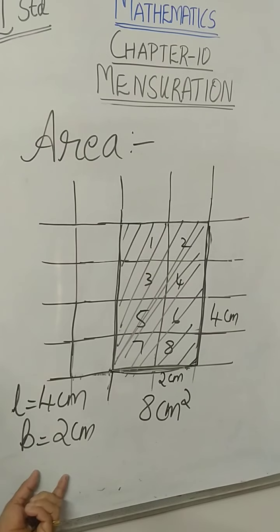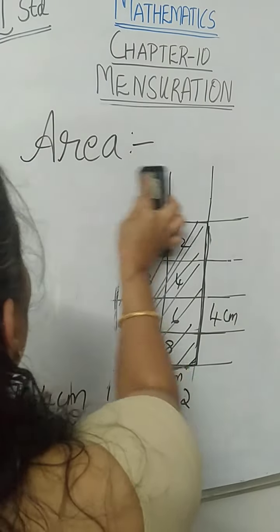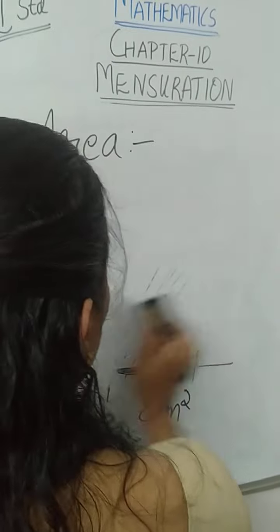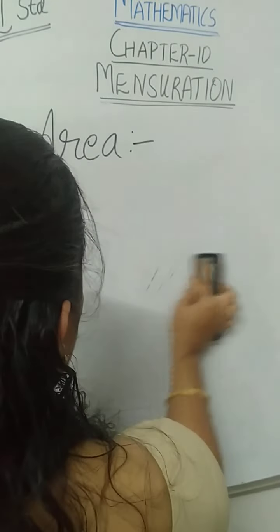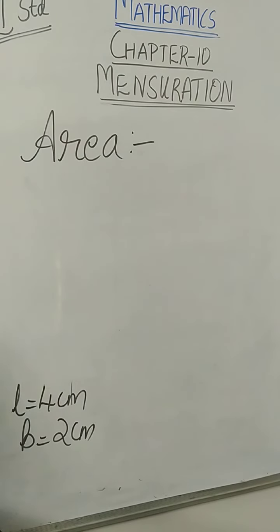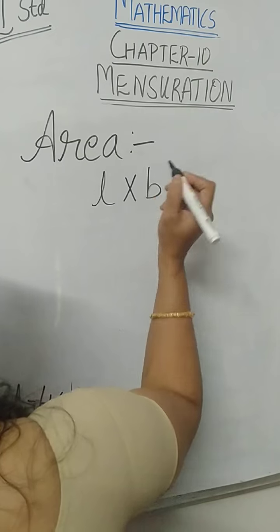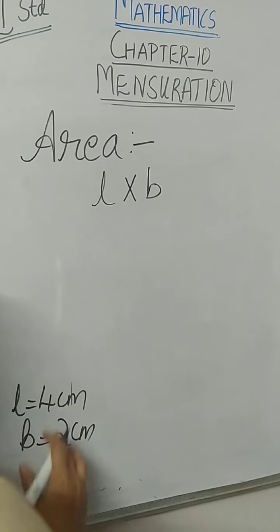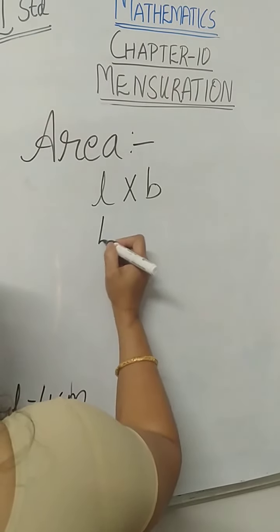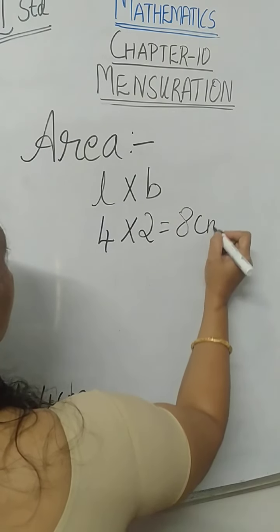Yes. Now can you tell how to calculate the area of a rectangle? You have learnt it in your lower classes. The formula to calculate the area of a rectangle: area of a rectangle is calculated using the formula length into breadth. So let us use this. That is 4 into 2, that is 8 centimeter square.